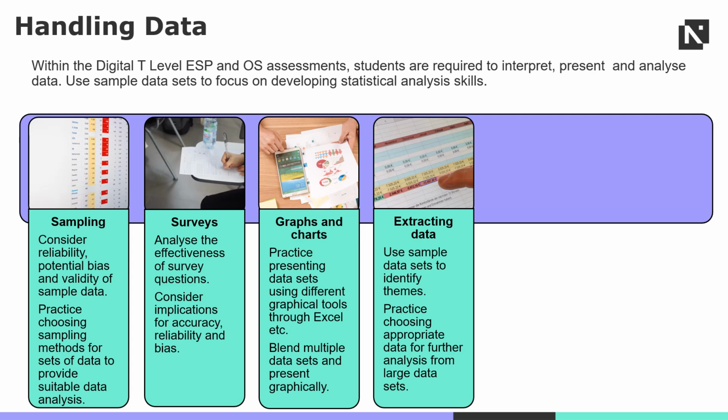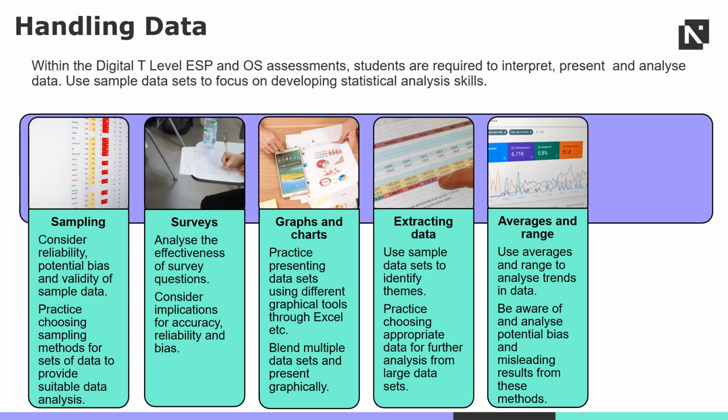Students should also be made aware of how to cleanse data. So, for example, techniques for handling outliers or missing data and how this could affect their analysis. When using averages and range, these types of calculations can be used to identify trends in data, but again, students should be aware of the potential bias, limitations, or misleading results arising from these methods. So again, opportunities to use data sets and discuss which average or range would be most appropriate and useful would be good for students to practice. And consider things like, how do outliers affect the mean or the range, and when would other averages, for example the median or the mode, be more appropriate.